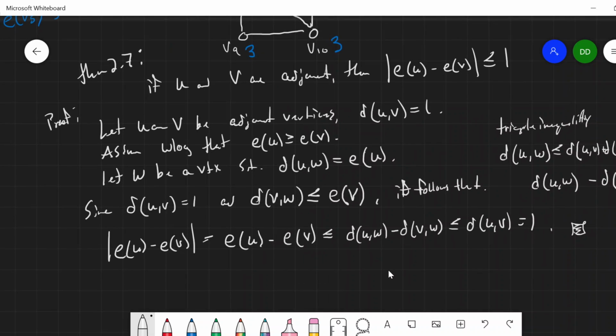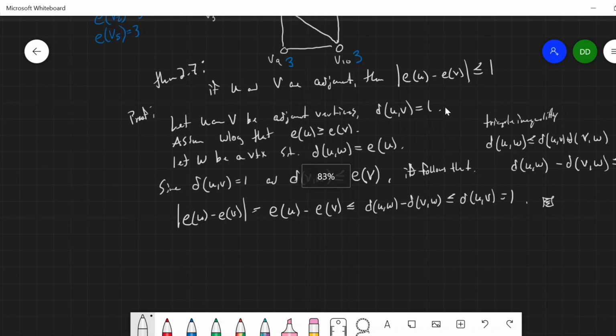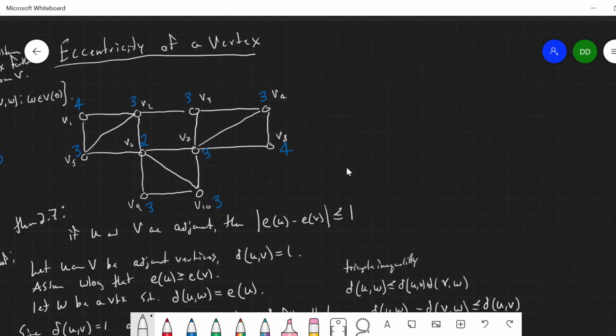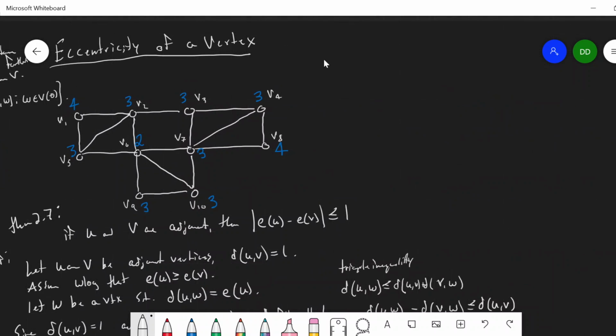Okay, so what else do I want to mention here? Well, I want to go back up to this graph for a second. You can notice that any two adjacent vertices, their eccentricities differ by at most 1. And that's, again, due to the triangle inequality. There are some other terms that go along with eccentricity, and that is diameter and radius.